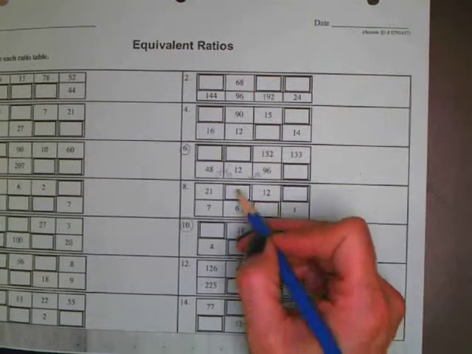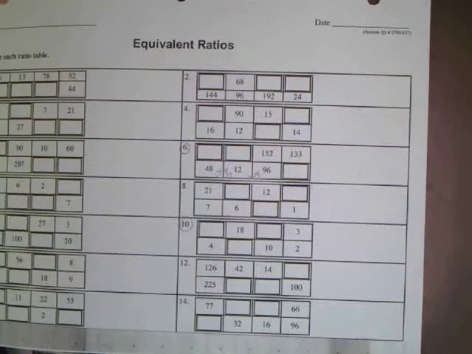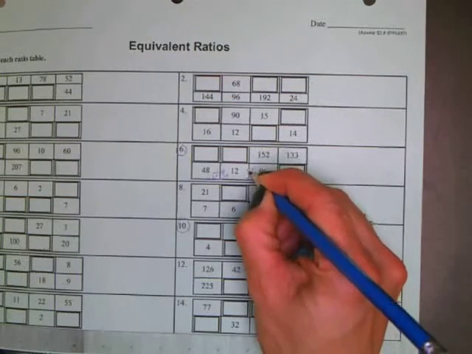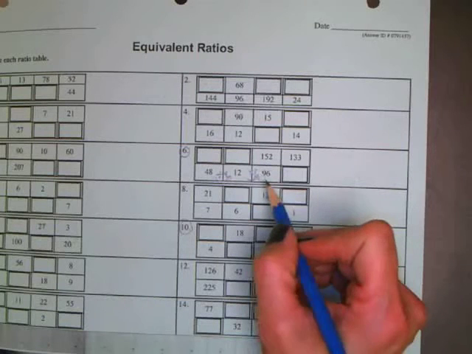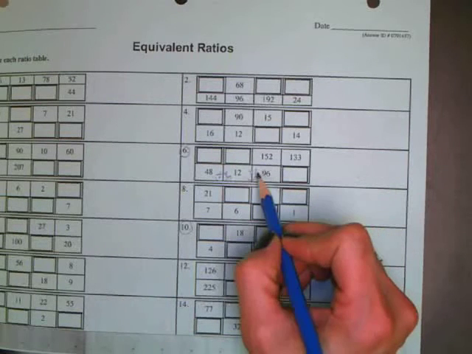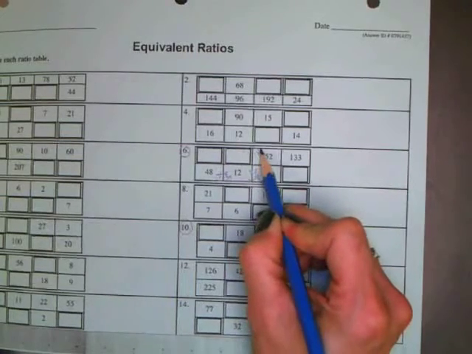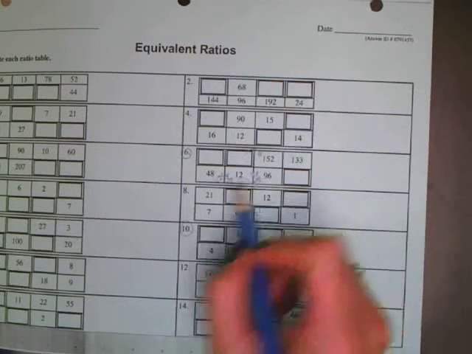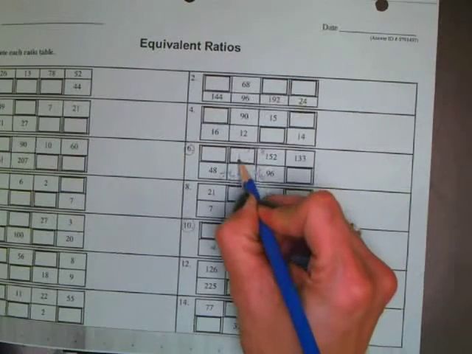So what can I multiply 12 by to get to 96? Well, I can multiply 12 times 8, and that will be 96. So I'm going to multiply by 8 here. Now I've got to look back: I've multiplied by 8 here, which means I have to take this number and multiply by 8. Well, I don't know what this number is, so I'm going to think about the opposite operation. I'll go from 152 and divide by 8 to get 19.